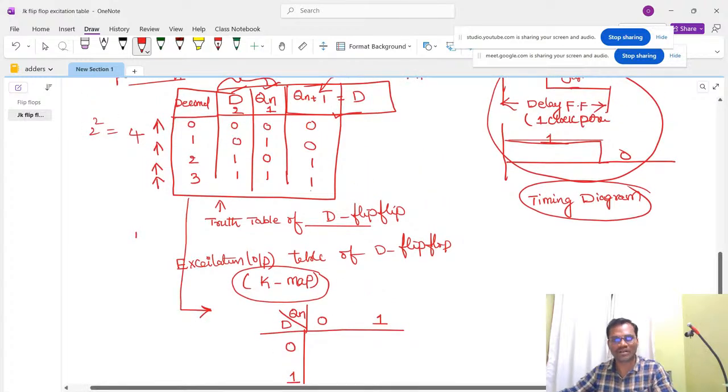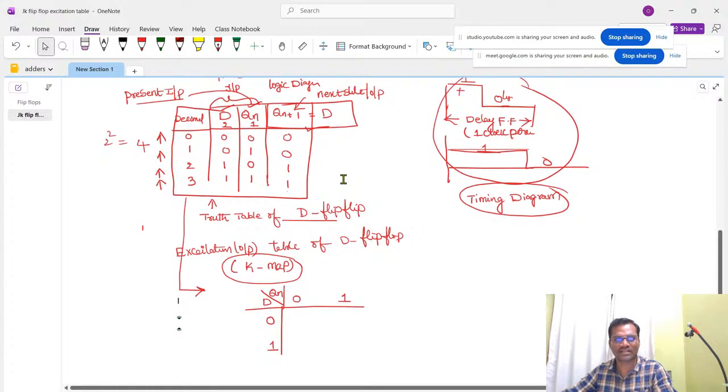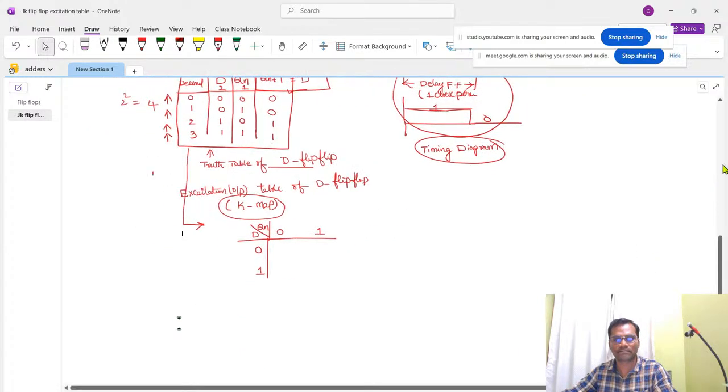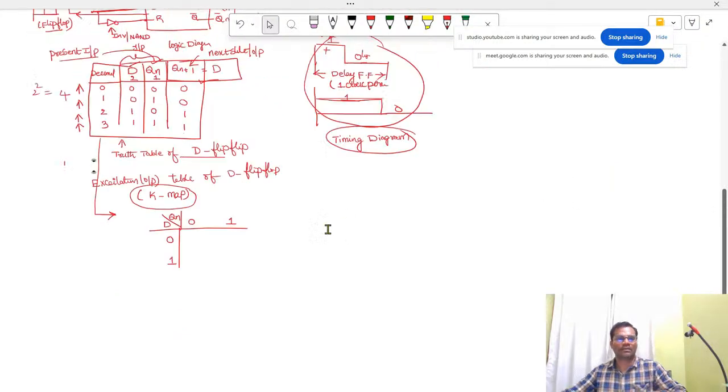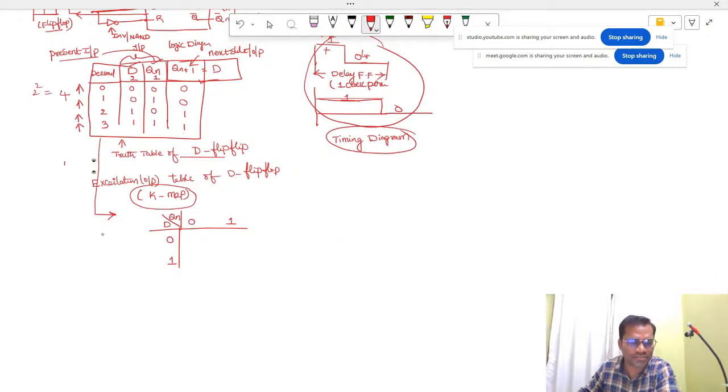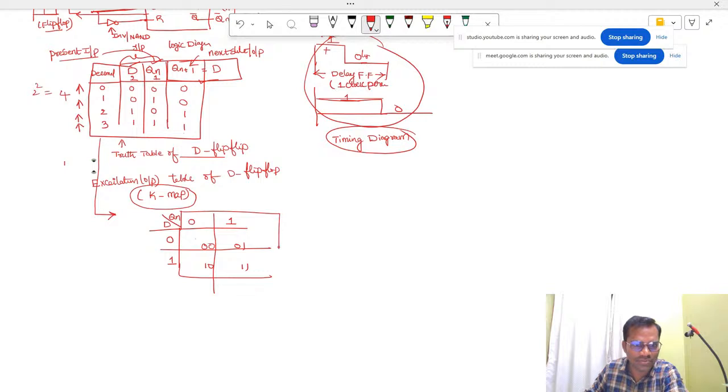Now let us analyze the D flip flop. Please identify how to write down this 0 0. Draw one horizontal line and one vertical line. 0 0 means this is 0 0, 0 1 means this is 0 1, this is 1 0, and this is 1 1. So we have converted that truth table into a graph, where this graph is called a K map or K graph. This K map is used to find the output equation.